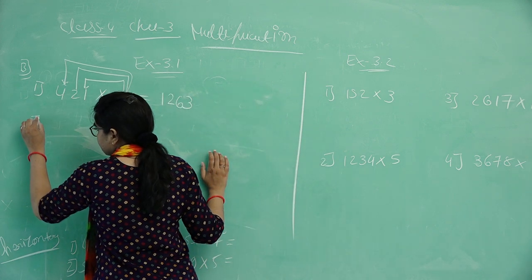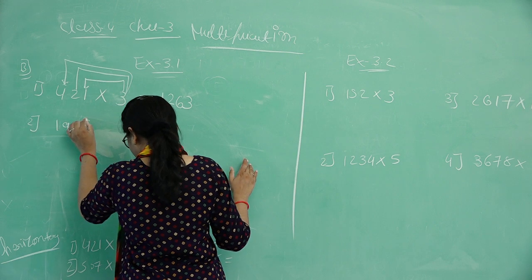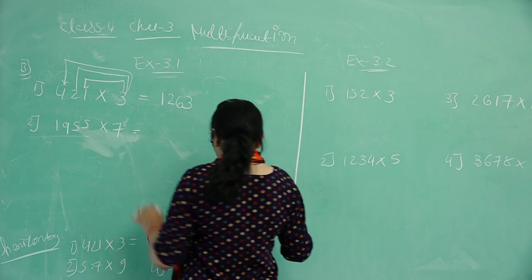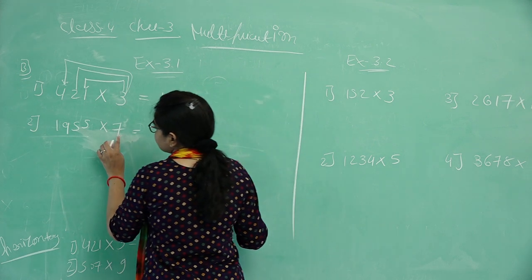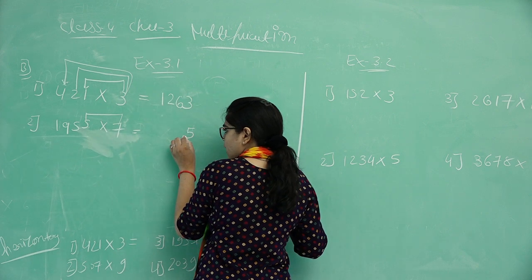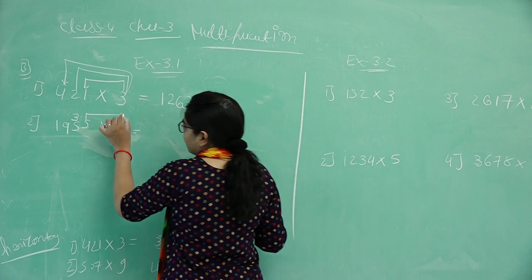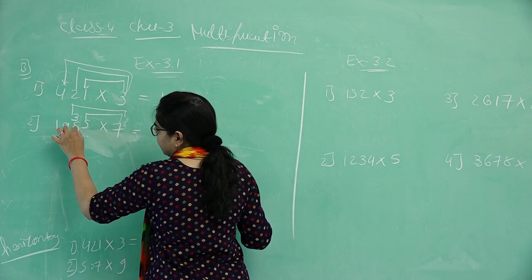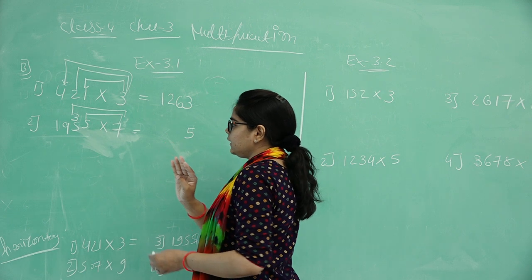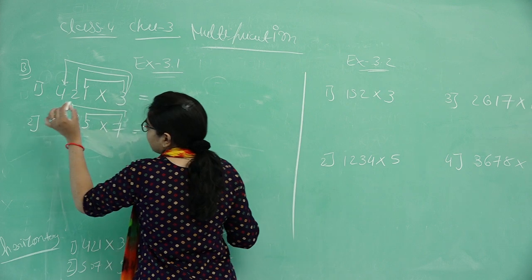Then our second example, 1955 into 7. First of all 7 into 5 means 35. So 5 first write down here and 3 carry over here. Then again 7 5s are 35. 35 plus 3, 36, 37 and 38. So 8 write down here and 3 carry over.